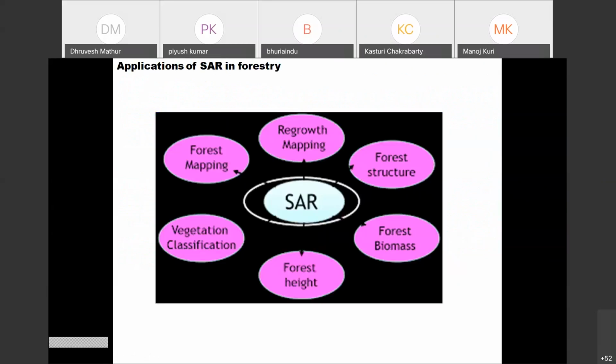So now coming to the applications where SAR data is being used. The SAR data is used for various forest mapping, regrowth mapping, forest structure, biomass, forest height, and vegetation classification. Out of this, we get good information on vegetation classification and also regrowth and forest mapping. But these components like forest structure, forest biomass, forest height, these are the categories where SAR data is more valuable and provides more information.